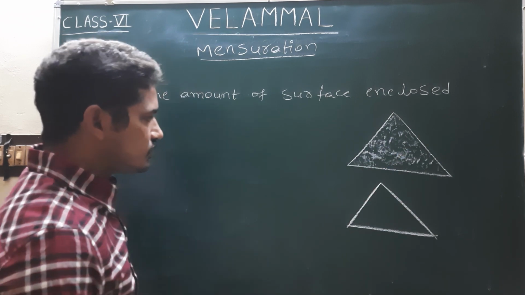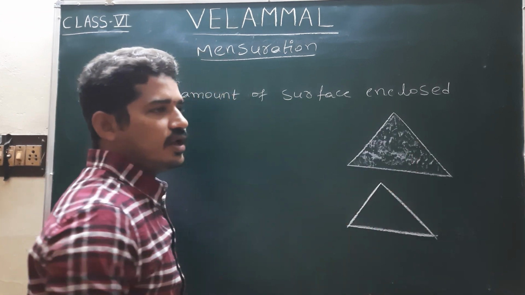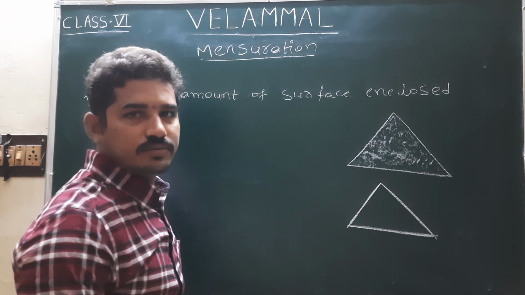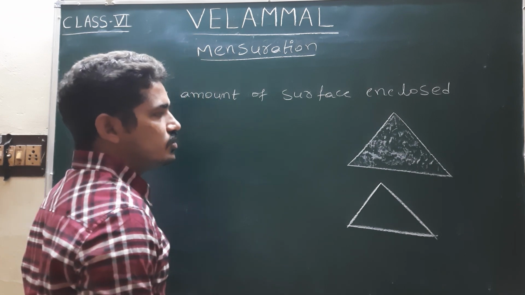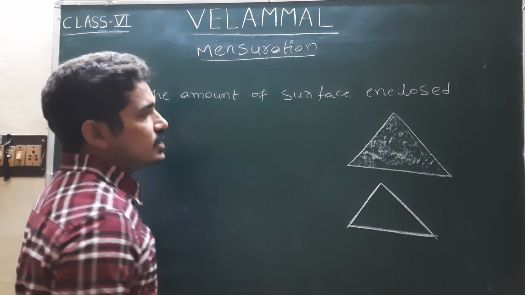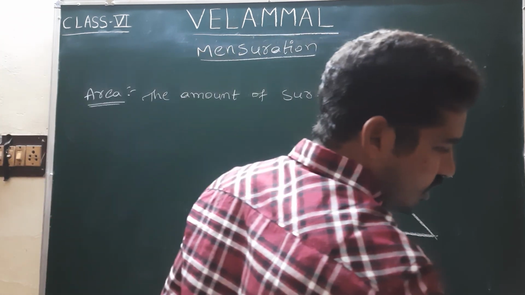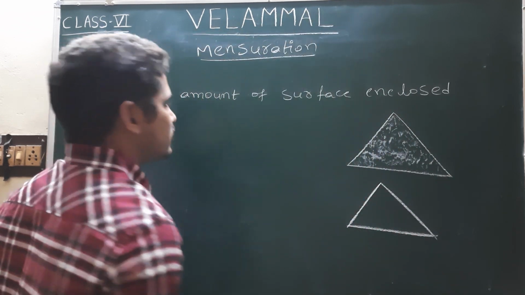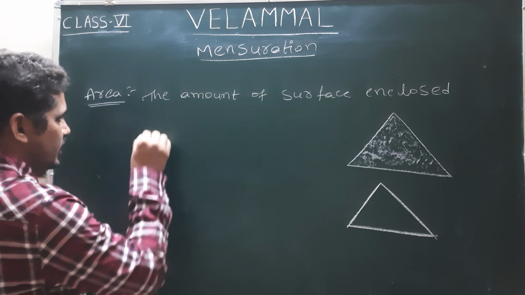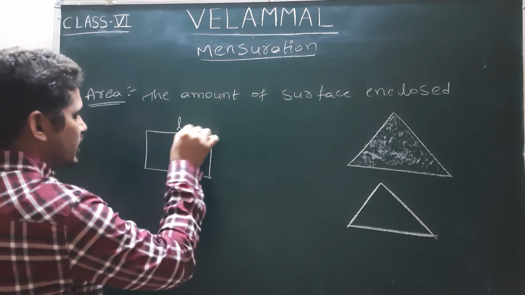Now, how to find this area, we will have different types of formulas. We have different formulas, so those we will discuss in the coming classes. Now area, we are saying, is the amount of surface enclosed. How will we get that area? See, for example, I am taking this rectangle with length and breadth.